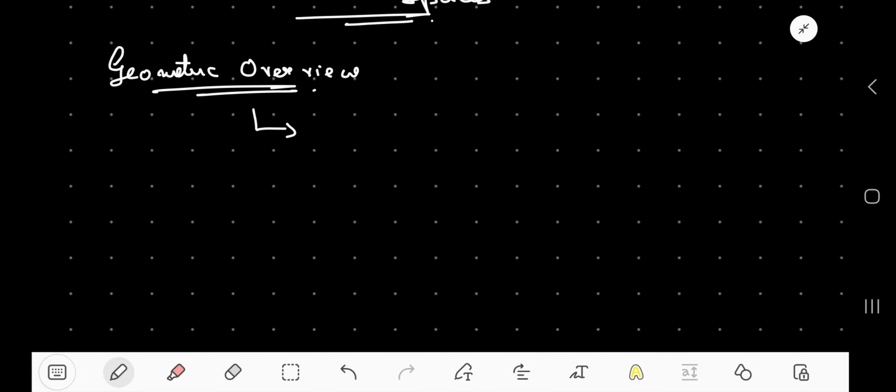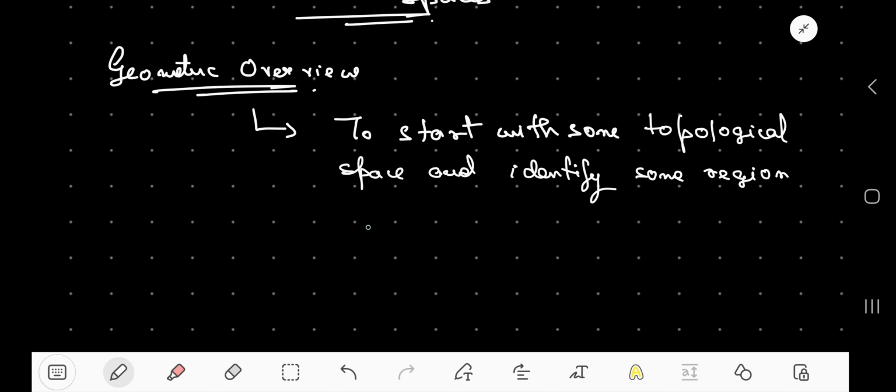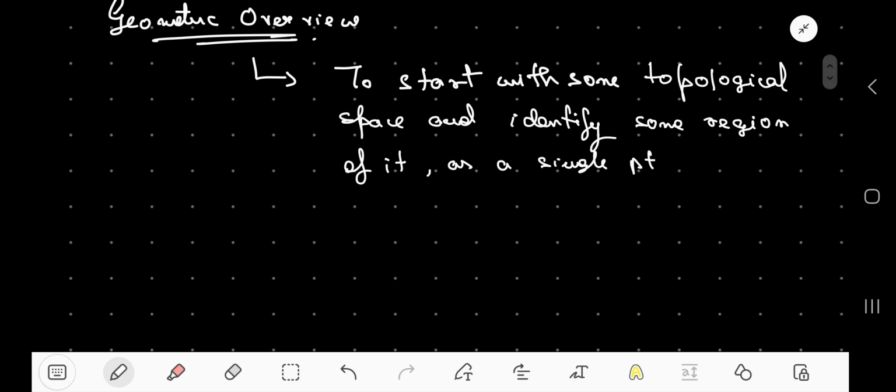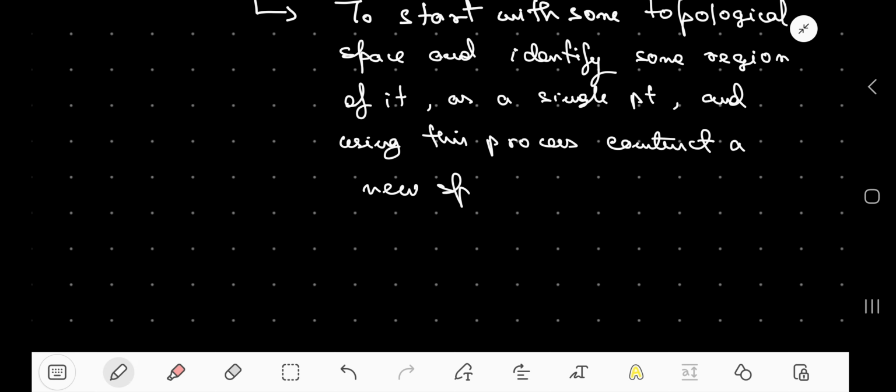So what we typically wanted to do throughout is to start with some topological space, and identify some region of it as a single point, and using this process construct a new space with a defined topology.